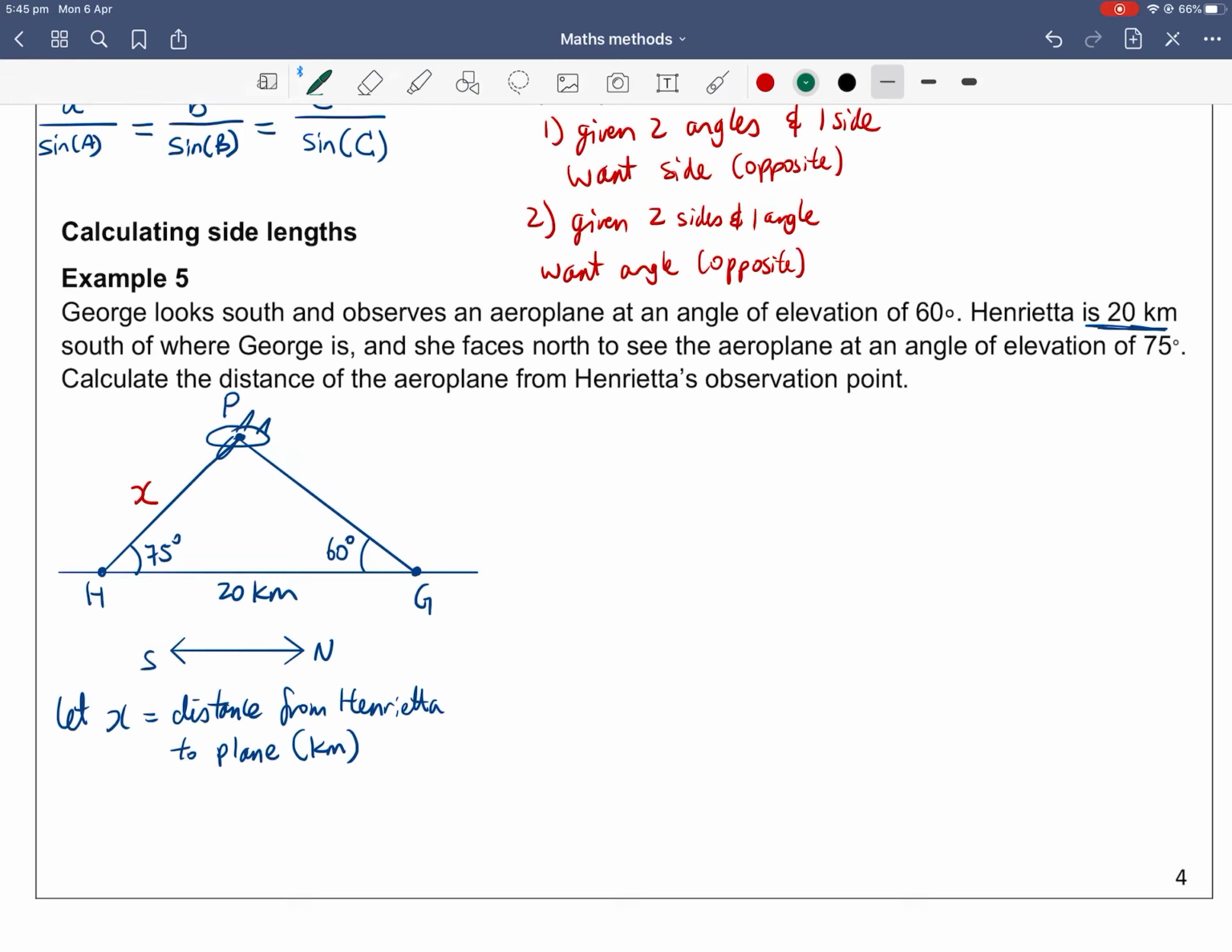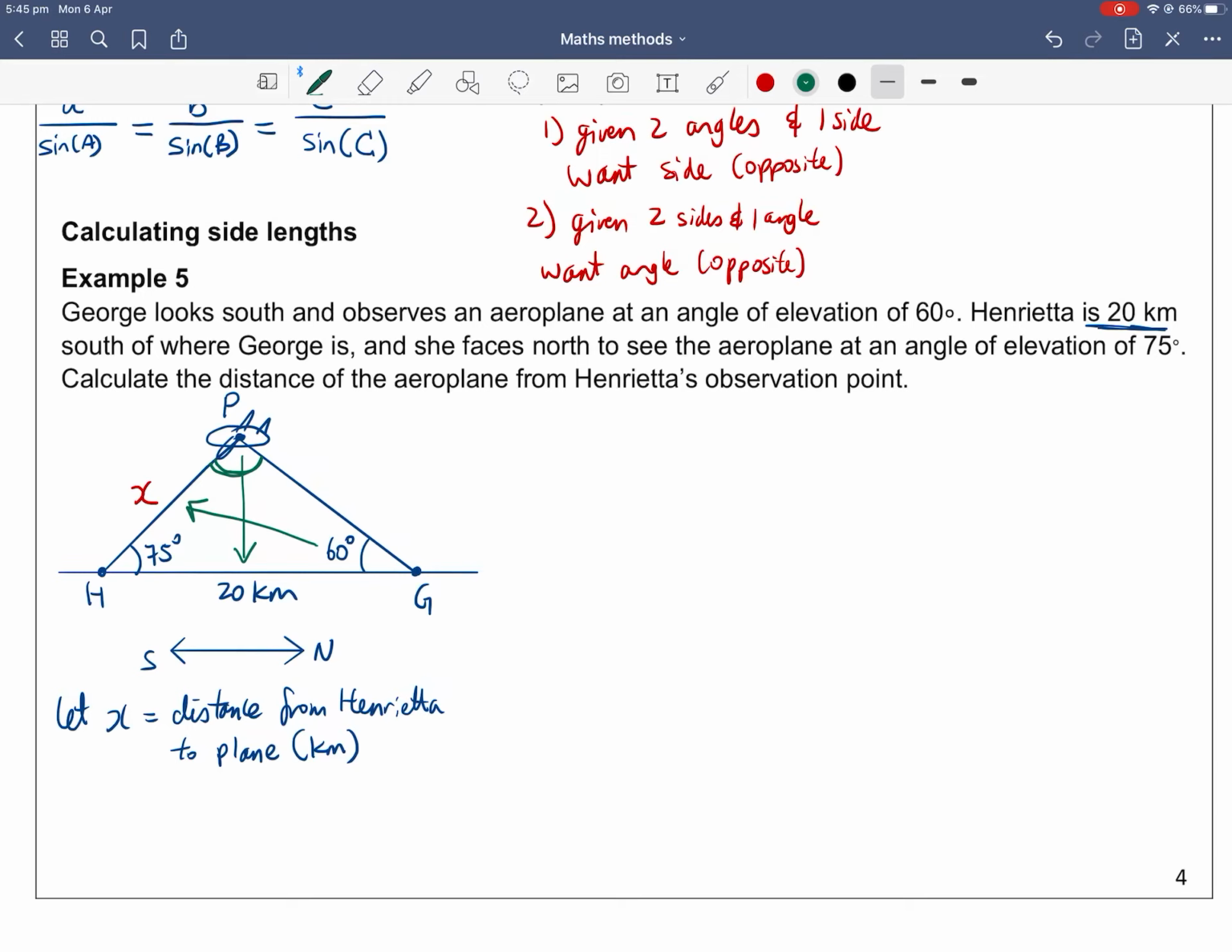So let's see if we can use a sine rule. Our length of interest is opposite the 60 degrees. If we knew what the distance from P to G was, then we could immediately use a sine rule, because then we have the 75 degrees and the corresponding side length. But we don't have that. Instead, we have the 20 kilometers, which is the corresponding side length of angle P. So if we can work out what that angle P is, then we can apply the sine rule with that angle P in 20 kilometers and x and 60 degrees, because they're the corresponding sides and angles.